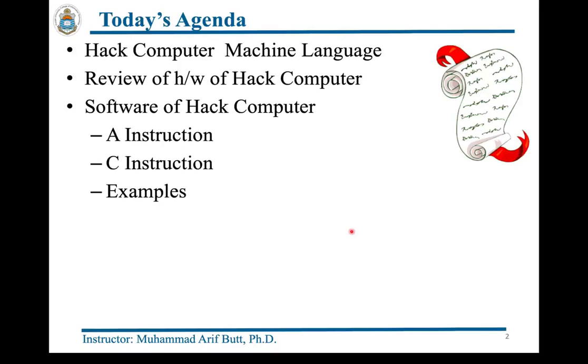So today we will quickly have a review of the hardware of the hack computer, which we have been designing in the previous sessions, and after that we will move on to the software part of this hack computer. We will design the two types of assembly instructions, namely the A instruction and the C instruction. To have a clear understanding of these two types of assembly instructions, we will take the help of a few examples as well.